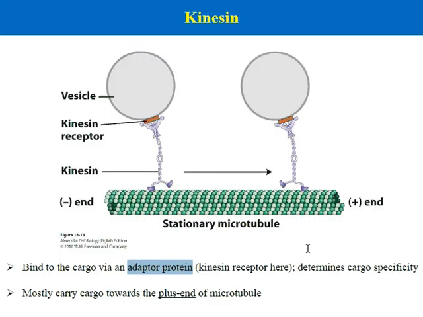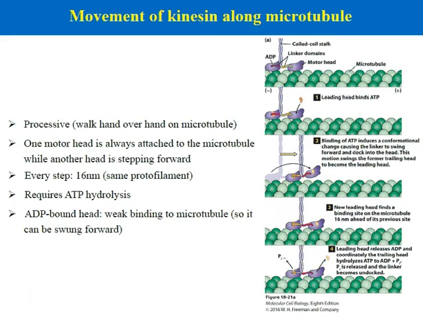So how can kinesin move along the microtubule? It has been described as processive movement, meaning that the two heads, remember that the dimer has two heads, kind of walk over each other. But at any given moment, there is always one head attached, and this is the trailing head. The trailing head binds to ATP, and the leading head starts to move when it binds to ATP.